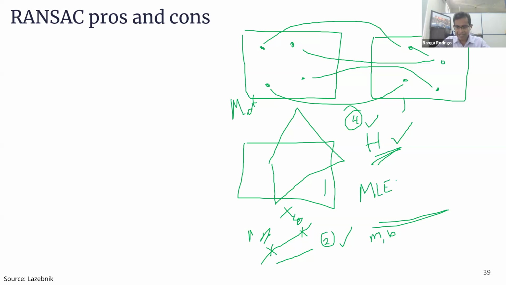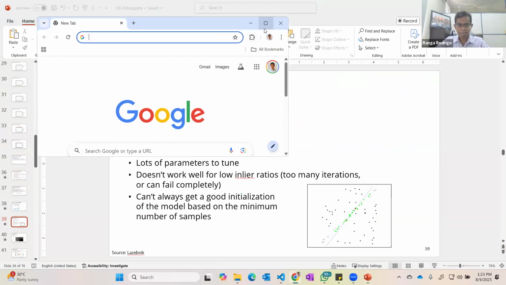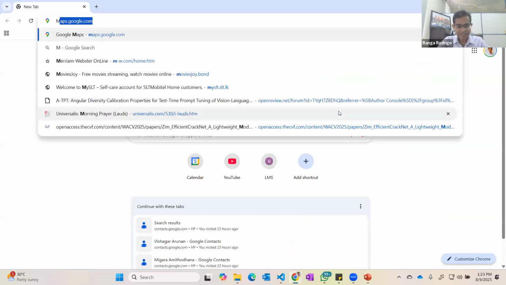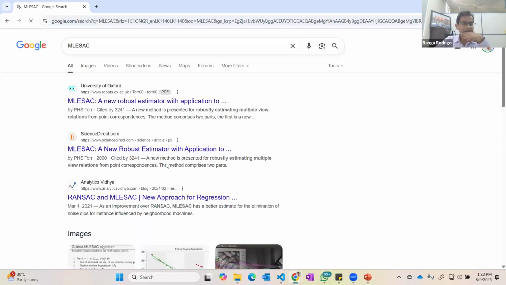I think maybe this is the answer to your question. MLESAC. That actually uses the likelihood of matches to improve the matching. So these are very important questions. This is the MLESAC paper.